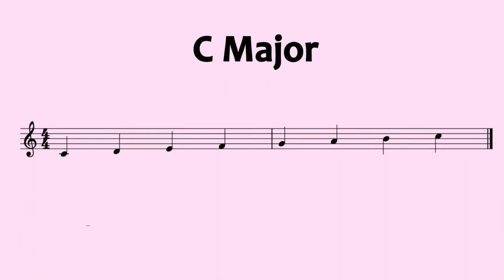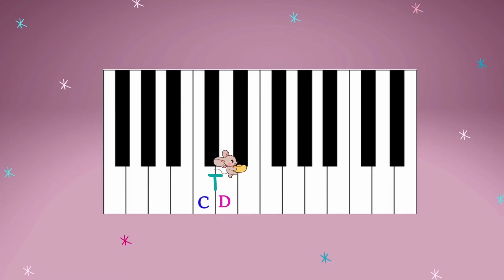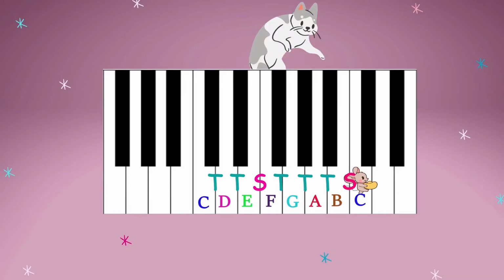Let's take a look at the easiest major scale, C major. Notice that the C major scale has 7 notes. I see 8 notes. The starting note and the ending note are the same, so there are only 7 different notes. There are 5 tones and 2 semitones arranged in the following order: tone, tone, semitone, tone, tone, tone, semitone.